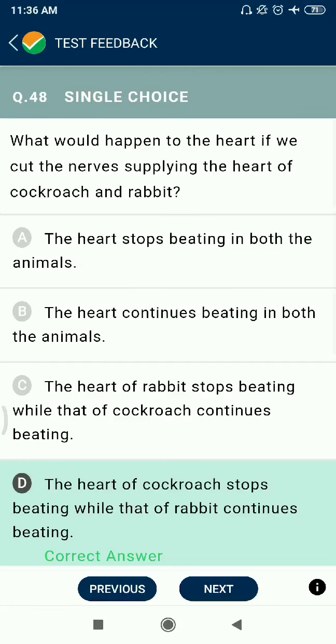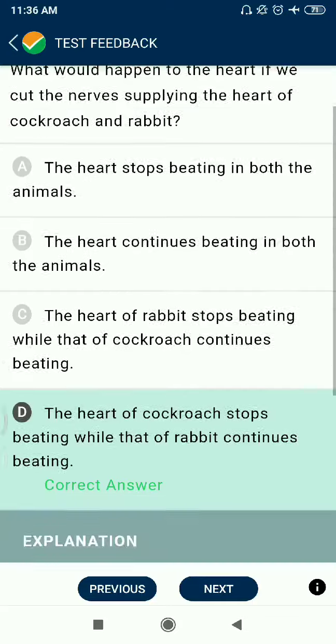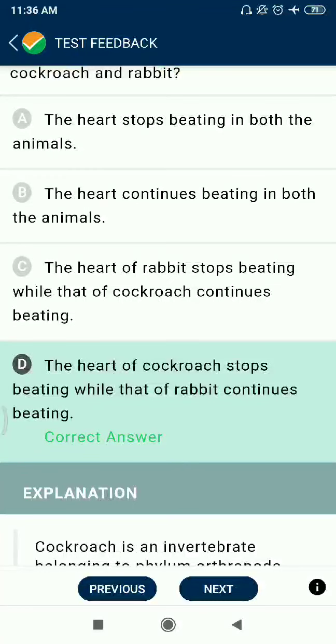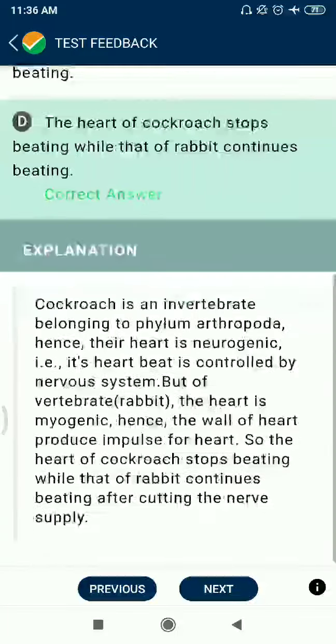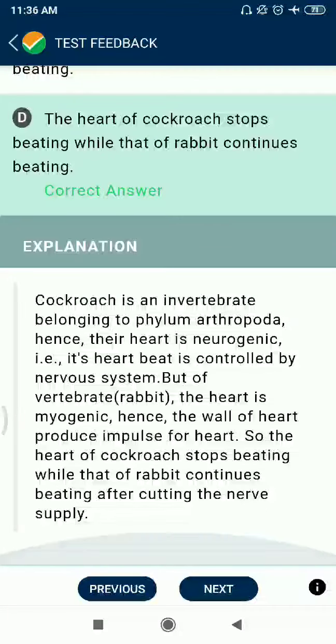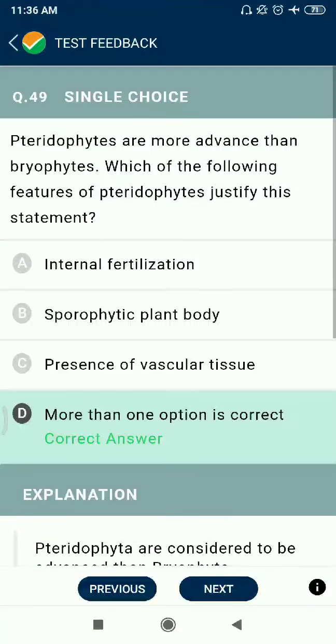Question number 48. What would happen to the heart if we cut the nerve supplying the heart of cockroach and rabbit? The heart of cockroach stops beating while that of rabbit continues beating.